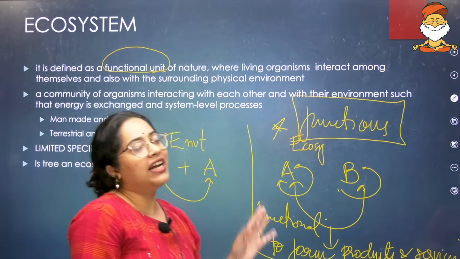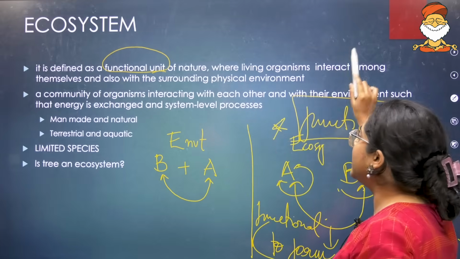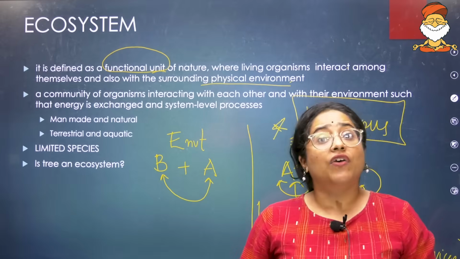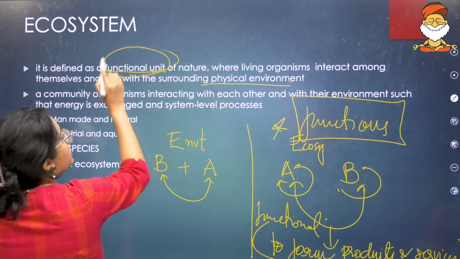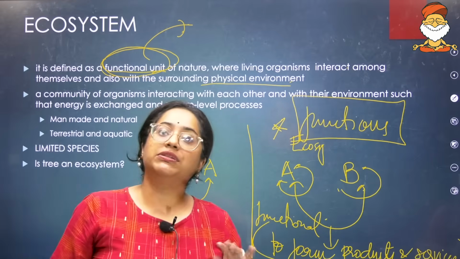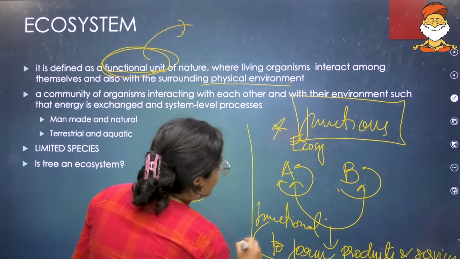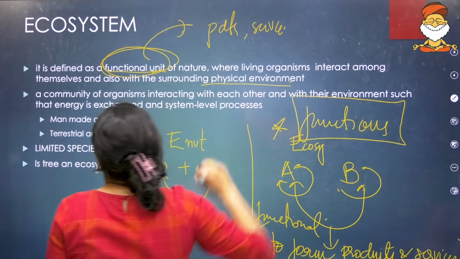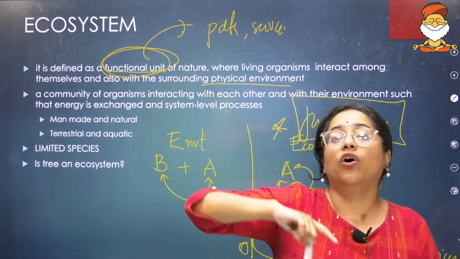Okay, so if I define ecosystem, it's defined as a functional unit of nature where living organisms interact among themselves and also with the surrounding physical environment. Why have I not said anything more over there? Because I have already called it a functional unit. When I'm saying something is a functional unit, it is implied that you are forming useful products and services.